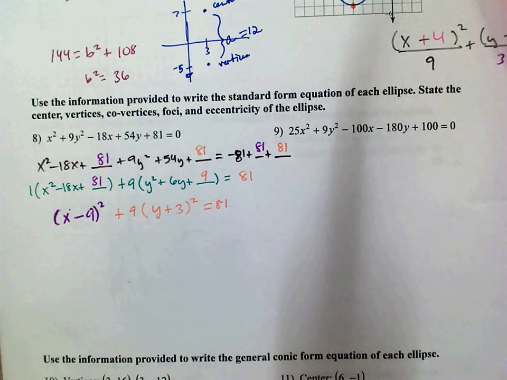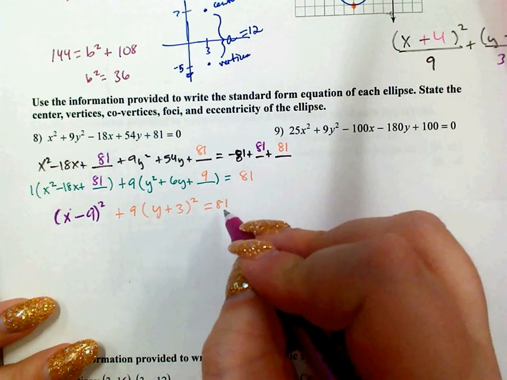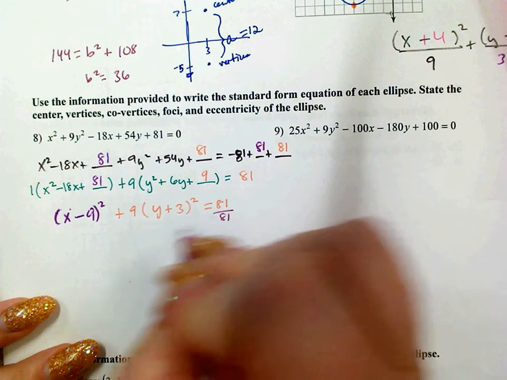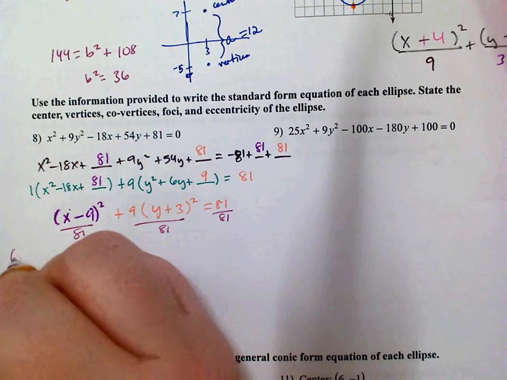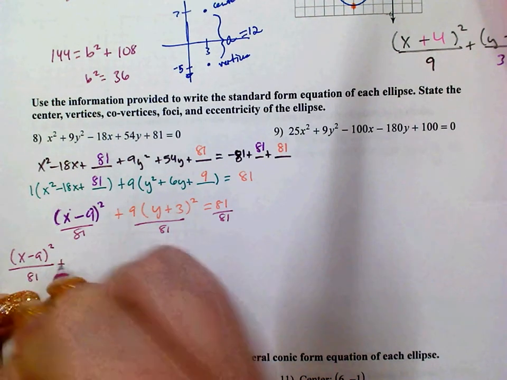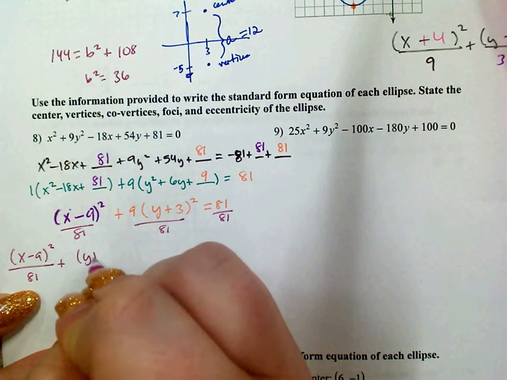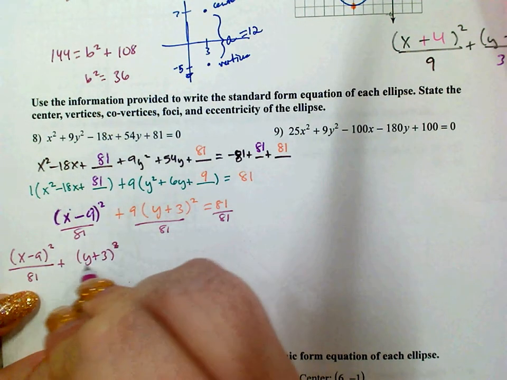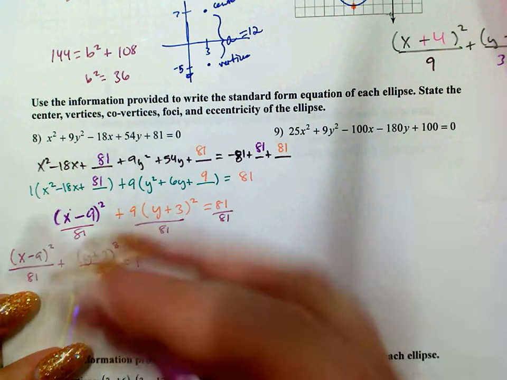Now, what I need to do is simplify. I have to have the standard form equal to 1, so I've got to divide by 81. So here's what I know. I know that the standard form is x minus 9 squared over 81, plus 9 divided by 81 is 1/9, so y plus 3 quantity squared divided by 9, and then equals 1. And that is the standard form.